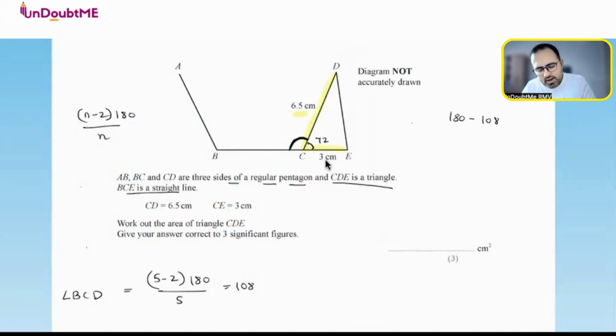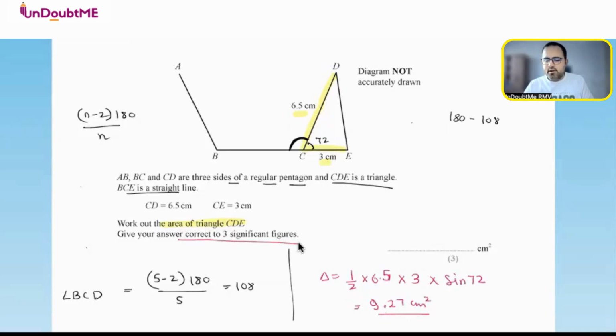You can see that we have two sides and the angle between them, which is enough to get the area of the triangle. So the area of the triangle here will be half times 6.5 times 3 times sine 72, and the rest is just calculation. So 6.5 times 3 times sine 72 divided by 2 is 9.27 centimeters square up to 3 significant figures.